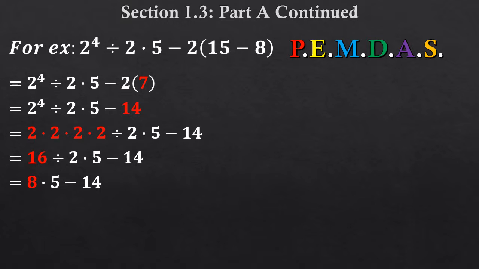Next we have multiplication, which is 8 times 5, which is 40. And now I'm being asked to combine a positive 40 with a negative 14, which are unlike signs, which means I have to subtract and keep the sign of the larger number, which will give me 26.